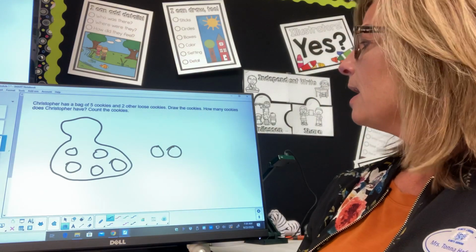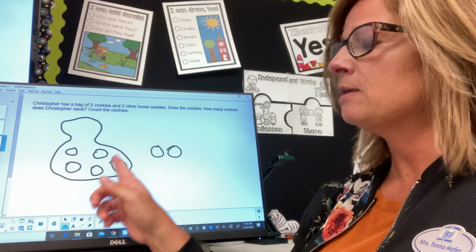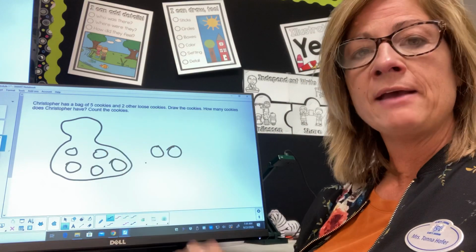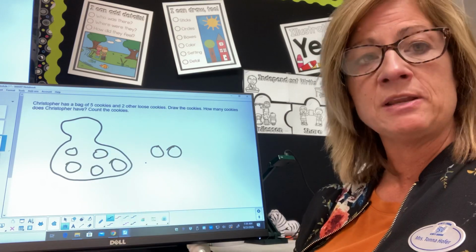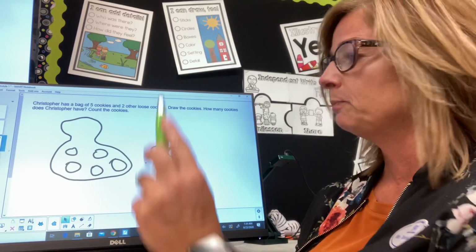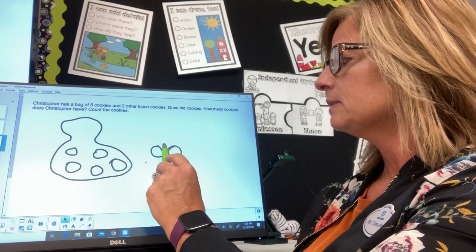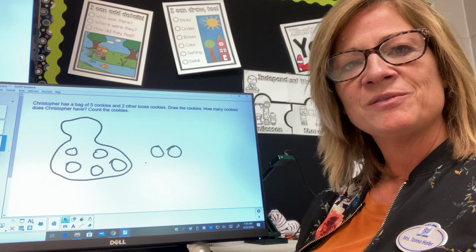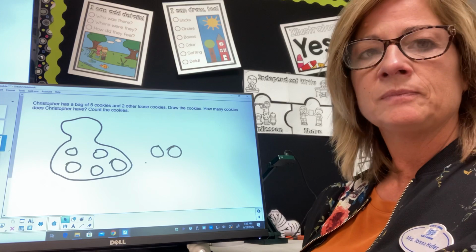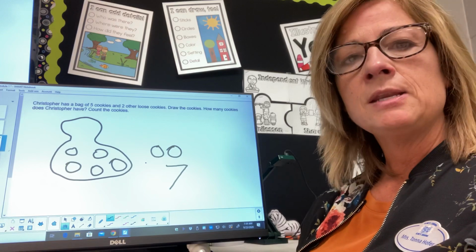Maybe better. How many cookies does Christopher have? So we know in the bag that there are how many? We know there are 5, right? So we don't really have to count because the story told us there were 5. But if we need to count, we can. So we could say 1, 2, 3, 4, 5. Or we could just point to the bag and say 5 and count on. So we say 5, 6, 7. Right, so we have 5 here and 2 here. That makes 7. And if you want, you can take your pencil and write the number 7.